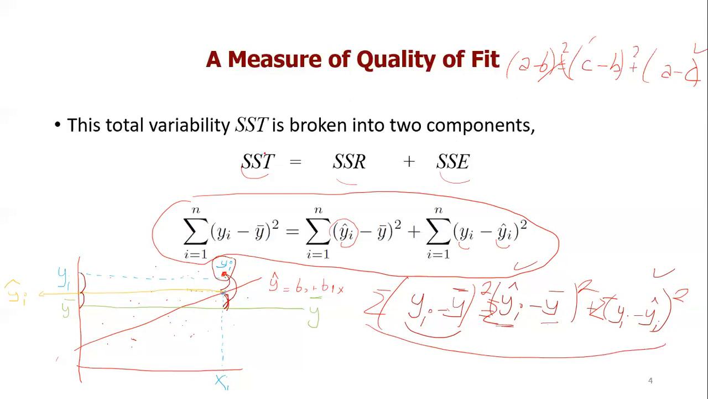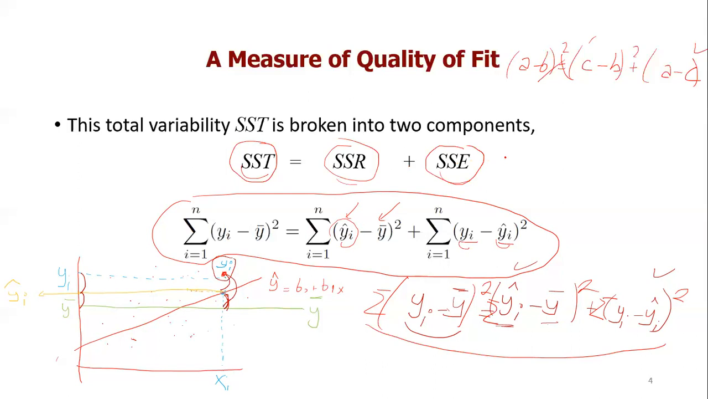So what I do is I just broke the total variability into two parts. The variability that is caused by the error, which is SSE. So that's the difference between the model average and your observed value. And this is SSR. This is the difference between the model average and the grand average.